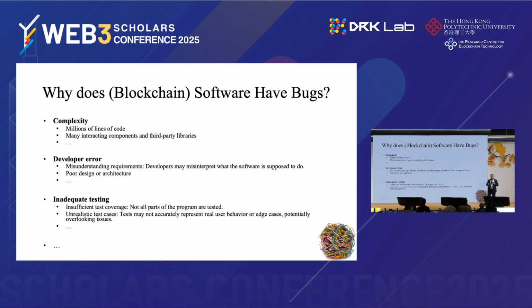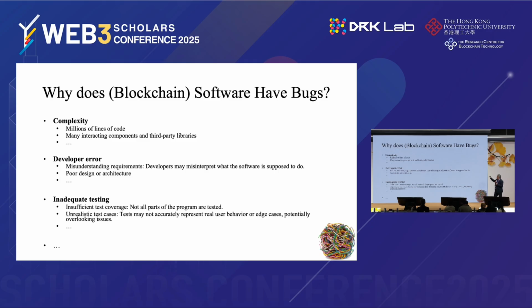Then I believe you may be wondering why blockchain or normal software have so many bugs. Our experience reveals several causes. One is that the systems, including blockchain systems, are very complex, with millions of lines of code, as well as many interacting components and third-party libraries. Another major reason is developer error. For example, the developer may misunderstand the requirements and the standards, such as those EIPs. Moreover, some designs may not be carefully investigated, which leads to security issues in the implementation.